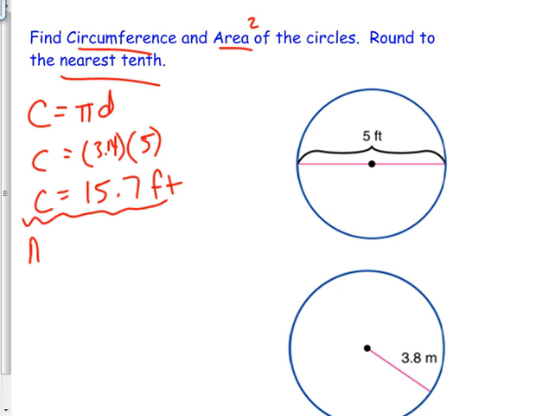Now let's do area equals pi r squared. That's the formula for area. Now notice again, I do not have the radius. So that means I'm going to have to take 5 divided by 2, which equals 2.5. So area equals 3.14 times 2.5 squared.